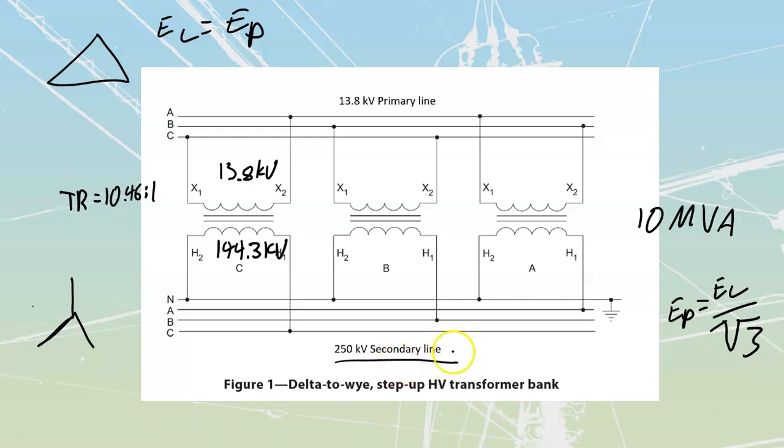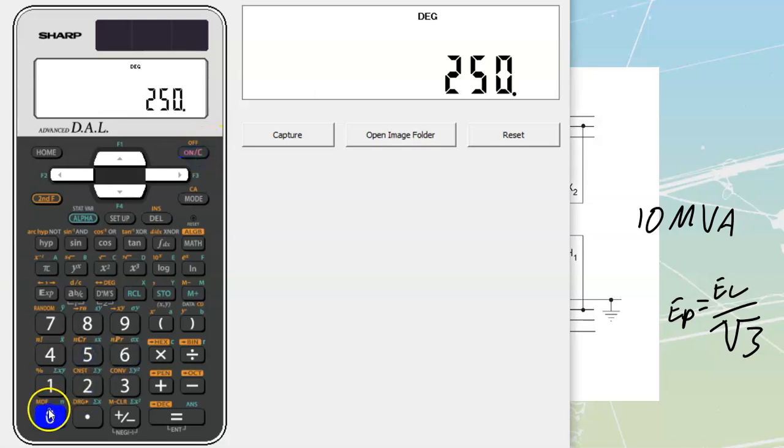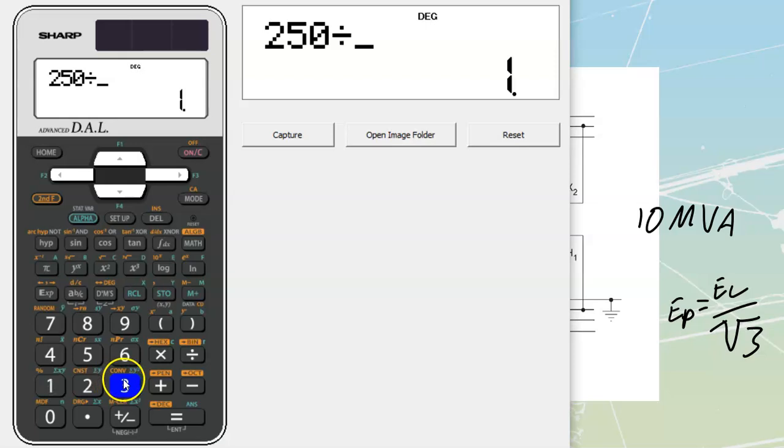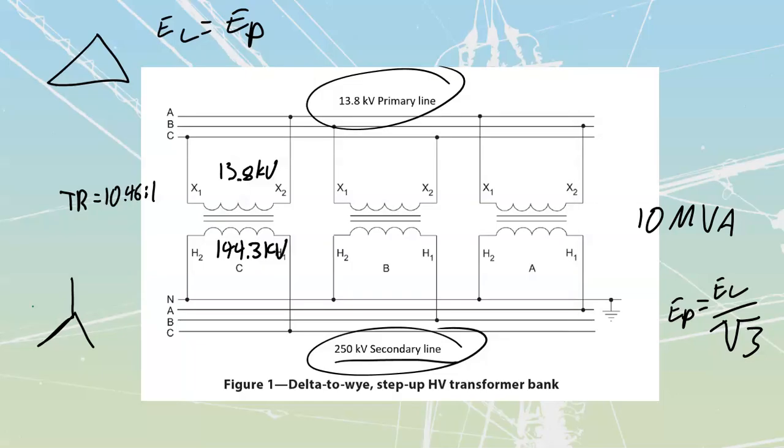What is my actual line-to-line voltage ratio? Well, my line-to-line voltage ratio is going to be my 250 over top of my 13.8. So we'll just try that one. 250 divided by 13.8, which gets me to a value of 18.12 to 1. So my voltage ratio is 18.12 to 1. Okay, that covers off our voltage over there.